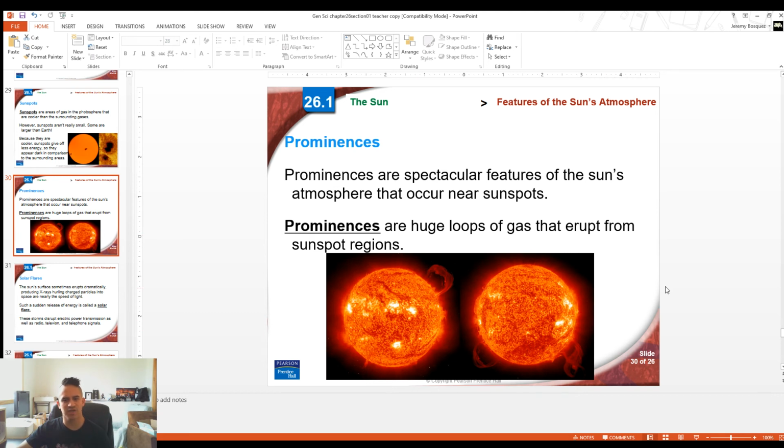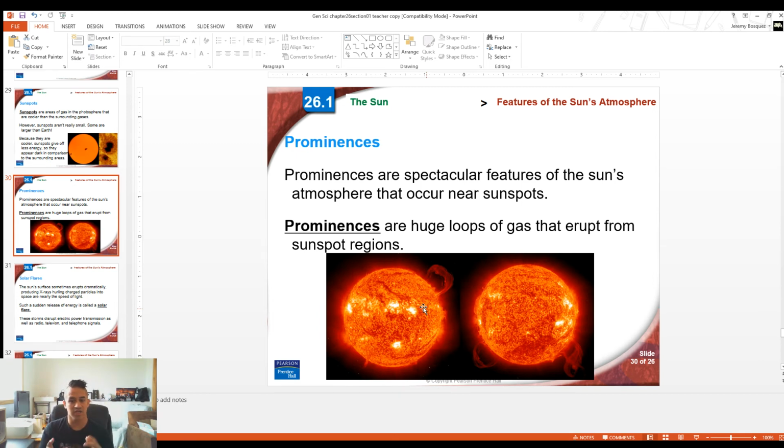Another feature we have from the sun are called prominences. These are where gases follow the magnetic field lines of the sun, and they arc their way up above the sun's surface and come back down in these giant flame loops, basically. This is how we know that the sun has a magnetic field and the lines are all twisted, because these flame loops are following the magnetic field lines of the sun, and we can see that they're twisted all over the place.